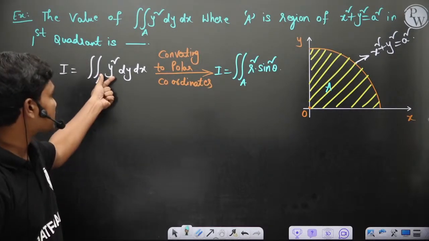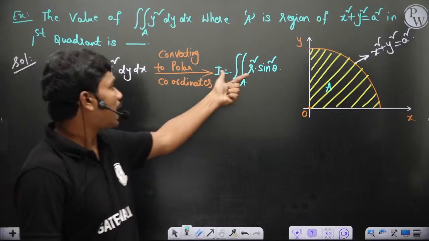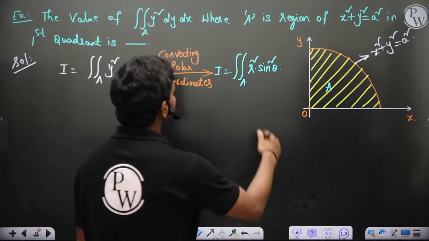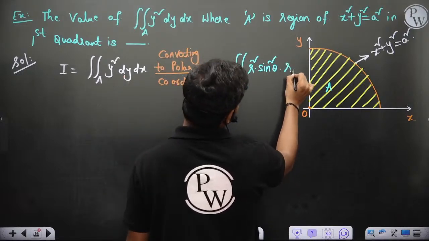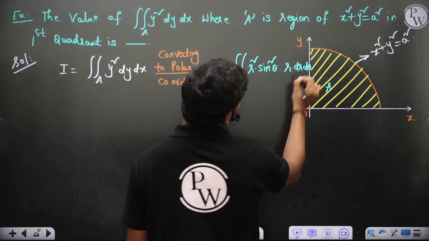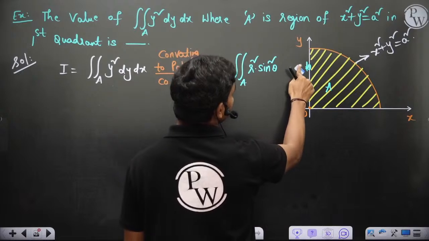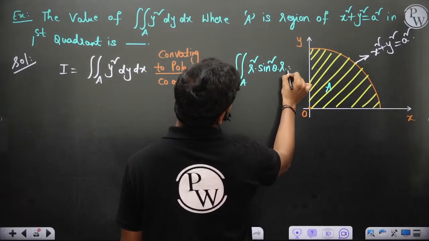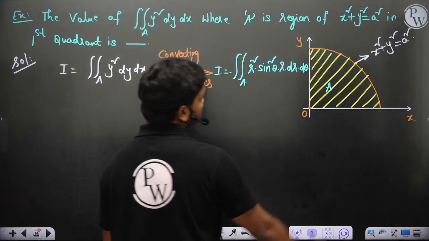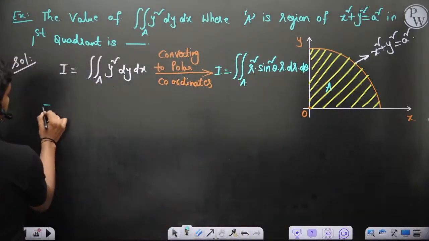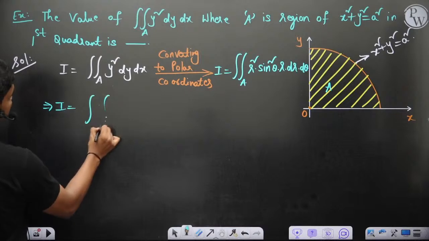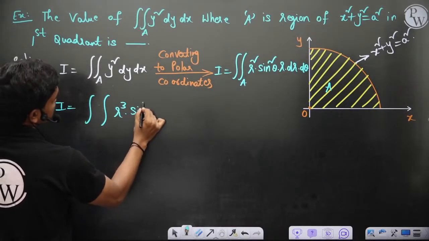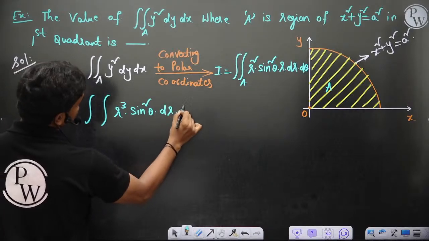So here small f of x comma y is y square, and capital F of r comma theta is r square sin square theta, so the function gets modified accordingly. Then dy dx, as we have just seen, can be modified as r dr d theta. So let's evaluate this integral. I is equal to the integral of r square into r, so it is r cube sin square theta dr d theta.